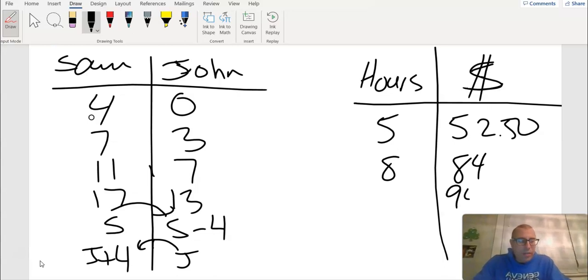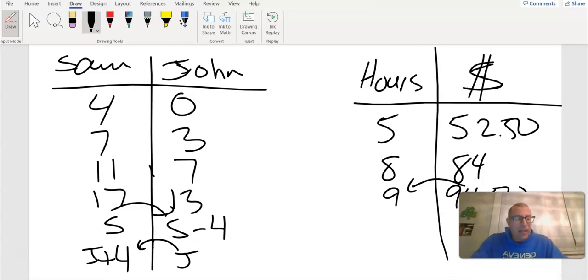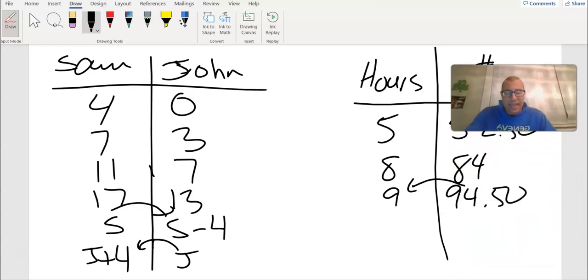And now we're going the other direction. So if you've got $94.50, how long did you work? Well, since we're going the opposite direction, we'll be dividing by 10.50. So you should have 9 hours. When you look at the last of the table, the $147, again dividing, so you should get your 14.